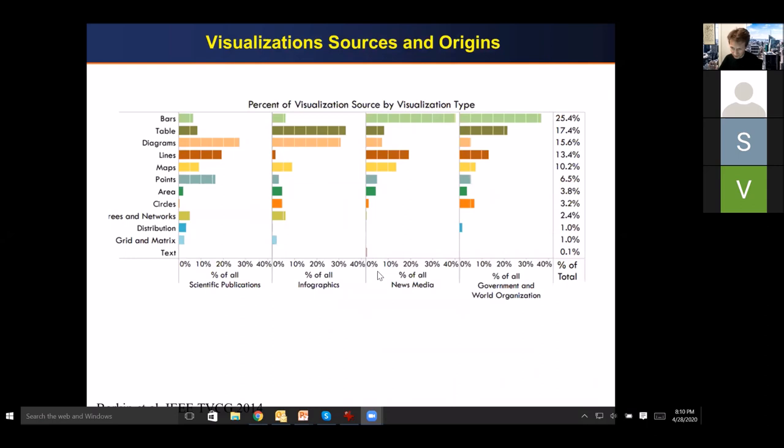So you can see here the government, world organizations, news media, infographics, scientific publications. You can learn that bars are most often used in government reports and news media. There are a lot of bars, but in scientific publications, not so much. Diagrams are used more often in infographics and scientific publications, not so much in government reports. Circles are shown a lot in government reports because these are the pie charts, right? Same thing in infographics, but not often in scientific publications and news media.